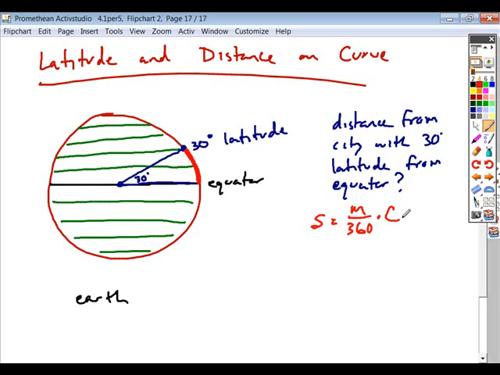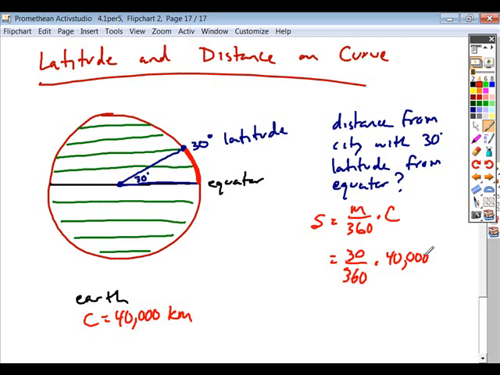Now, you will be given some piece of information to determine which equation you want to use. It might just be this equation. I might tell you that the circumference of the Earth is estimated at, one of the easy to work with estimates, 40,000 kilometers. So you might just say, take 30 over 360 times 40,000, and that's going to give you your solution in terms of kilometers.